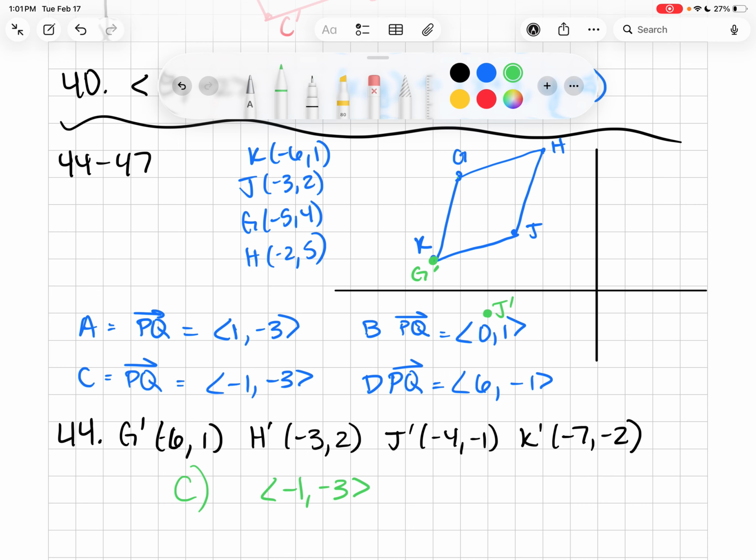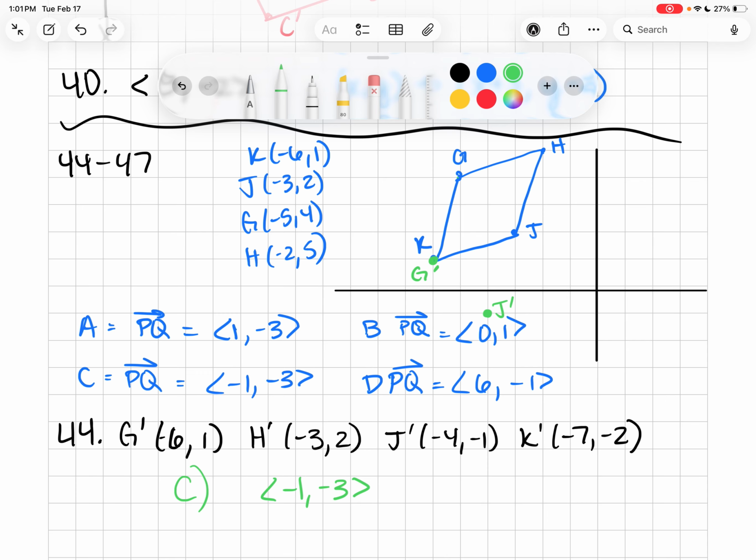I'm still confused about that problem. Where are you trying to go, and how do you get to that point? What do you mean? When you say you have to figure out where G is going to J, or G prime is going to J prime, how do you know? Well, I'm looking at the original graph, and then I'm looking at where the image point is.